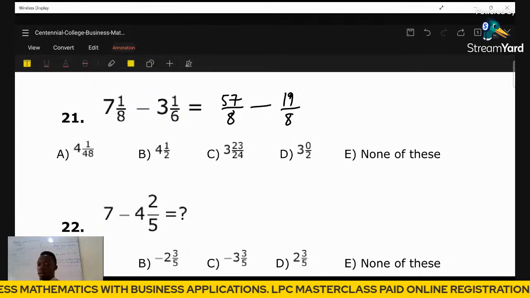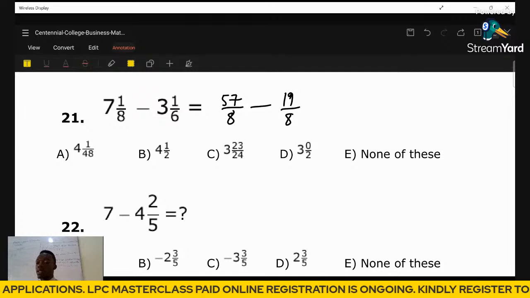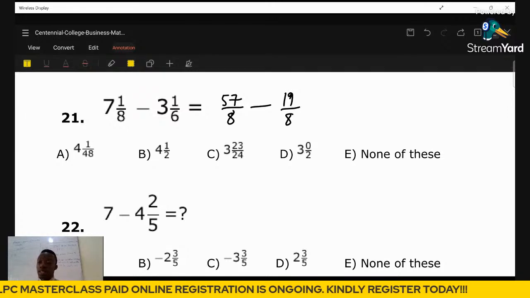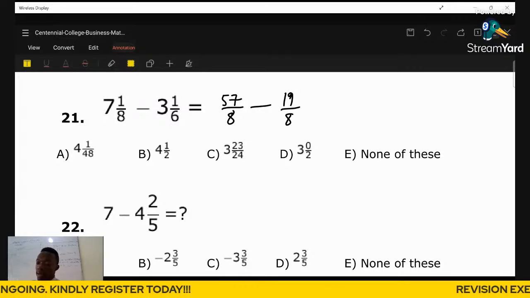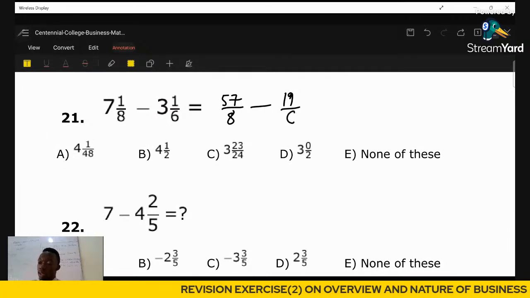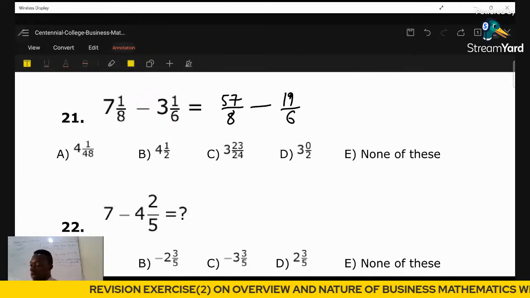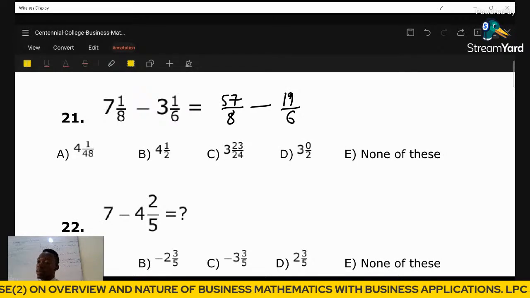So let's continue. As I was saying, once you get 57 out of 8 and then 19 out of 8, the next thing is to find the LCM, the least common multiple. Sorry, here should be 6 and not 8. So that is 19 out of 6. We find the least common multiple between the two.